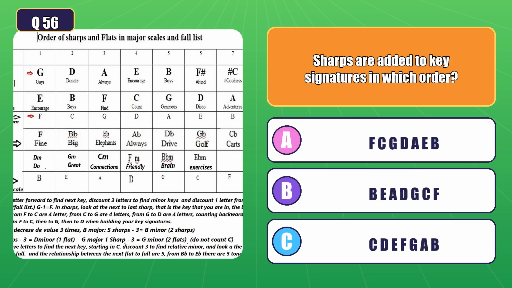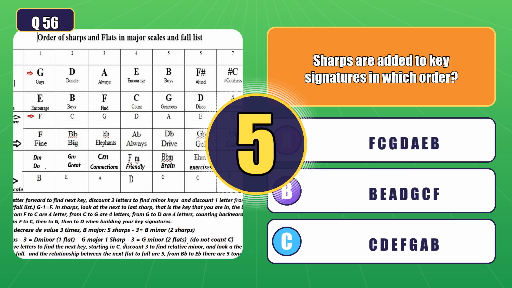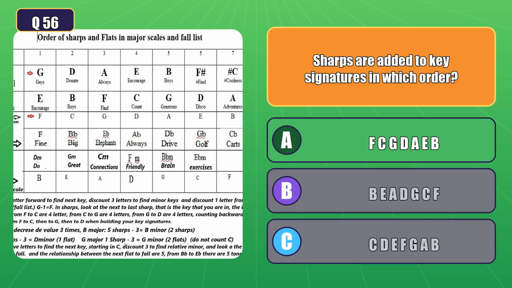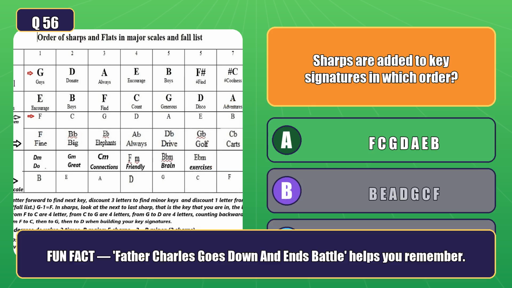Question number 56. Sharps are added to key signatures in which order? The answer is F, C, G, D, A, E, B. Fun fact, Father Charles Goes Down And Ends Battle. Helps you remember.